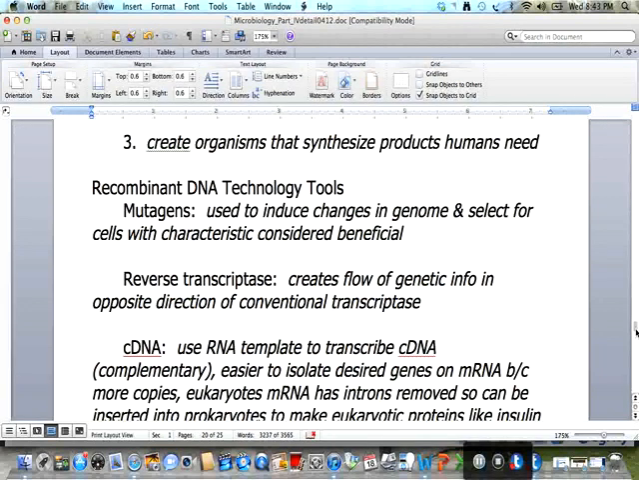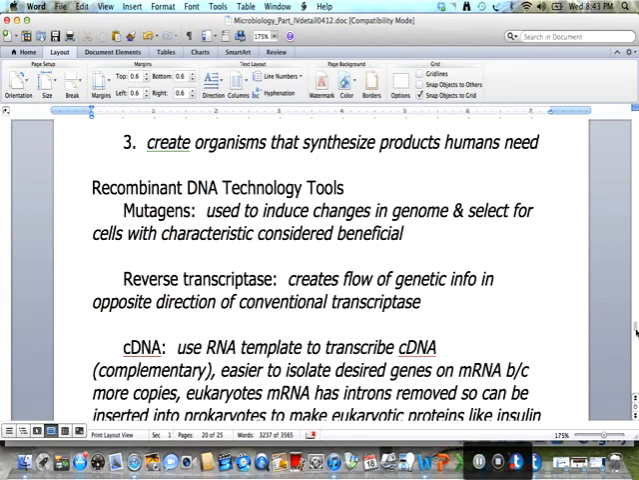Mutagens are used to induce changes in the genome and select for the cells with the characteristics considered beneficial. Reverse transcriptase will create a flow of genetic information in the opposite direction of conventional transcriptase, making RNA from DNA. And reverse transcriptase makes DNA from RNA. The RNA template is used to make cDNA or complementary DNA.